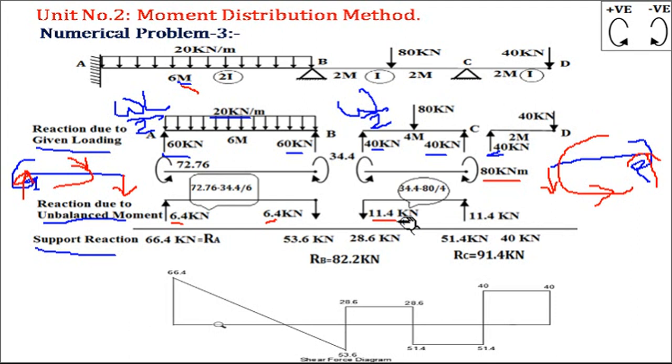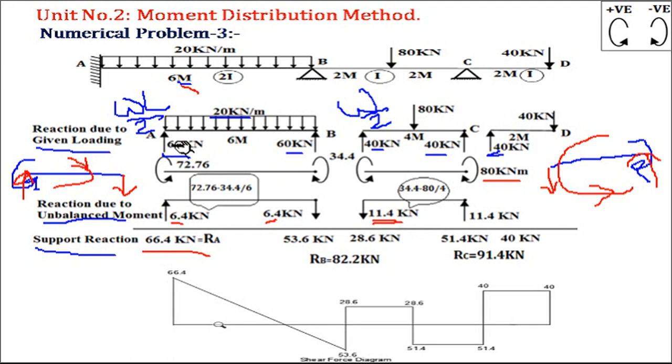Okay, so here the reaction due to the unbalanced moment will be minus 80 plus 34.4 divided by the length, that is 4. For member BC the length is 4. So 34.4 minus 80 divided by 4. So we get the reaction as 11.4. Okay, now here we have to find out the support reactions.